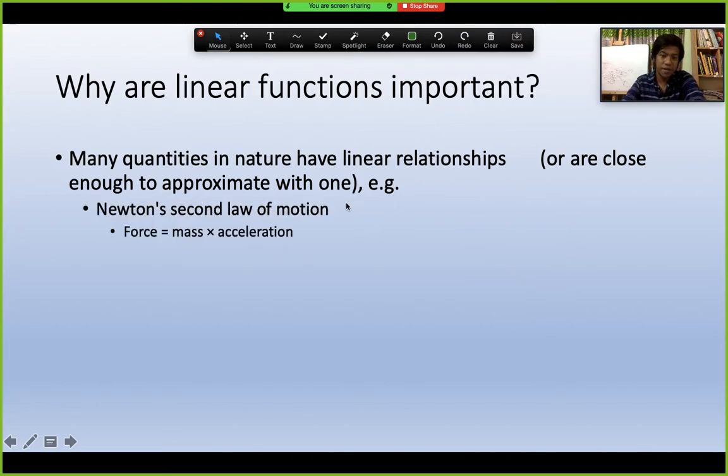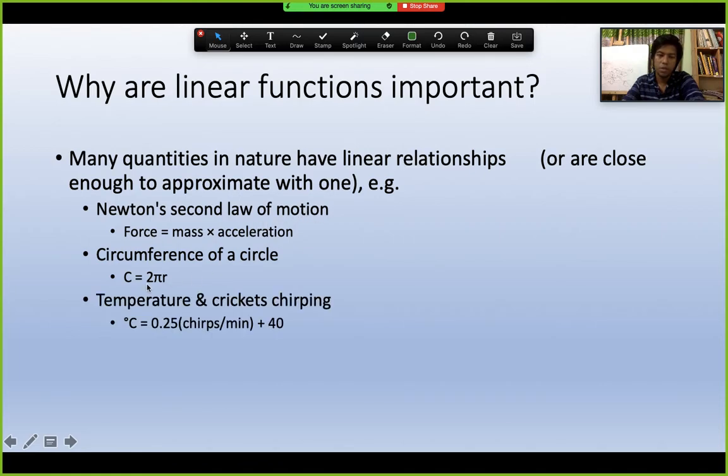So Newton's second law of motion, force equals mass into acceleration, is actually a linear relationship because the mass is constant. So a constant number into acceleration. So this is a linear relationship. Circumference of a circle, c equals 2 pi r. Here r is the radius and c is the circumference. This is a linear relationship.